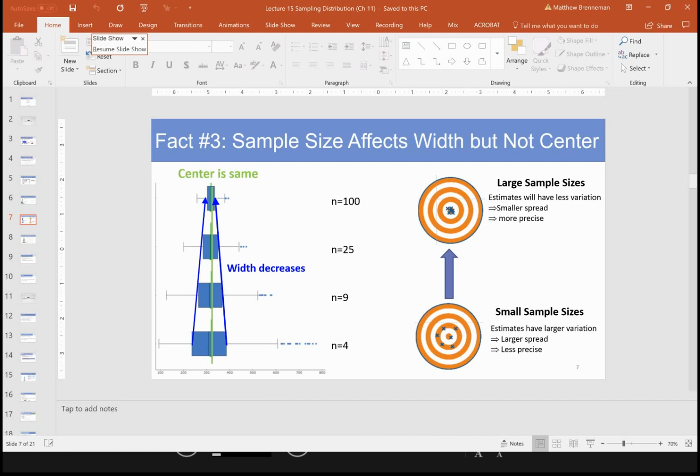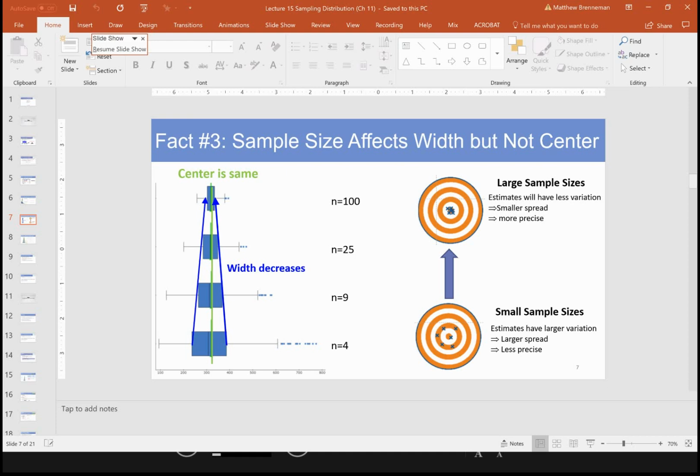The third fact is that when we plotted these sample means, they basically had the same center, but the spread decreased as the sample size increased. These are the box plots for the sample means, where I took 4 tickets, 9 tickets, 25 tickets, and so on. And what is the length of this box called again? Right, the IQR, the interquartile range.